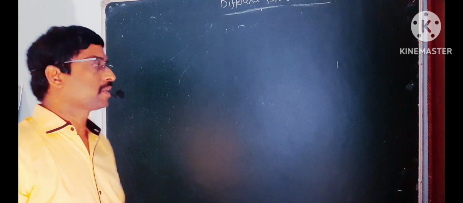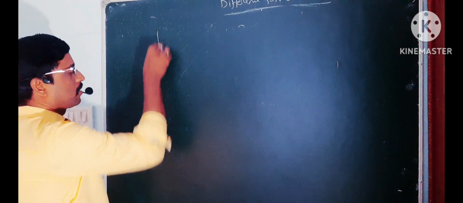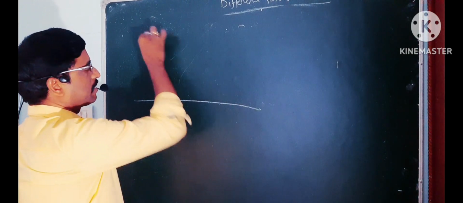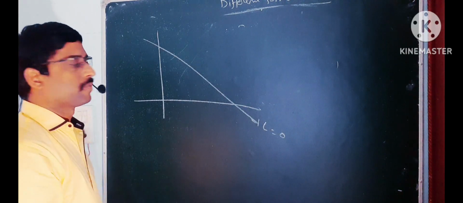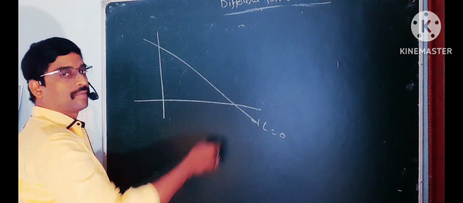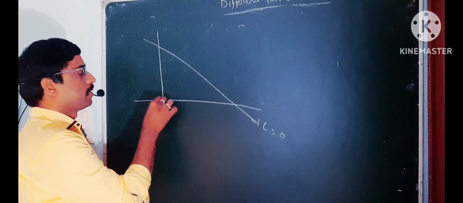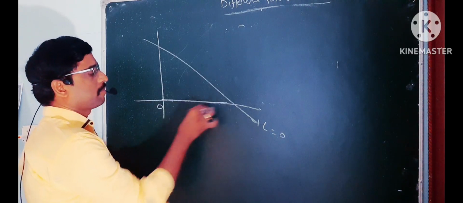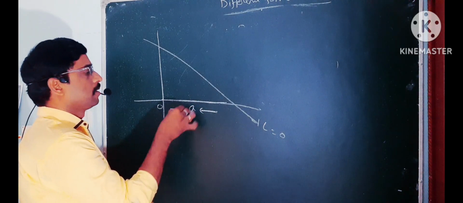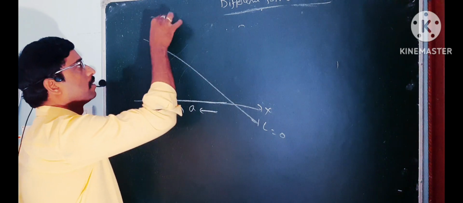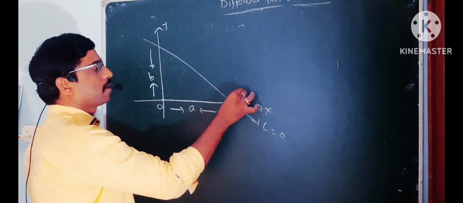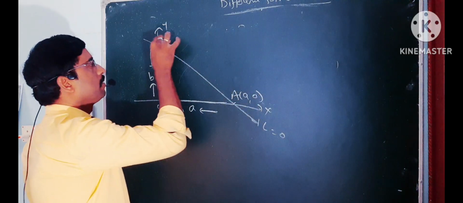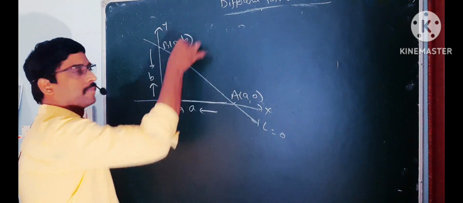Okay, now I'm going to explain the equation of a line in intercept form. In intercept form, the x-intercept is small a and the y-intercept is small b. What are the points here? Point A is (a, 0) and point B is (0, b).